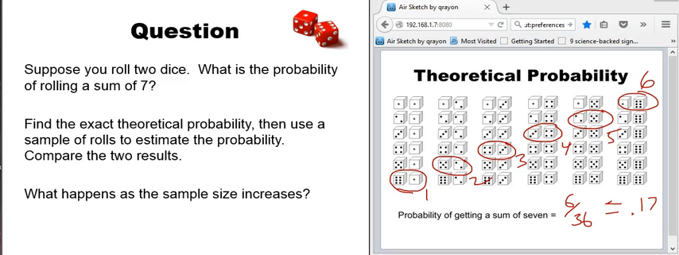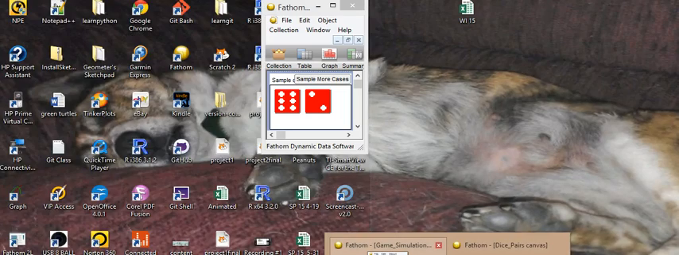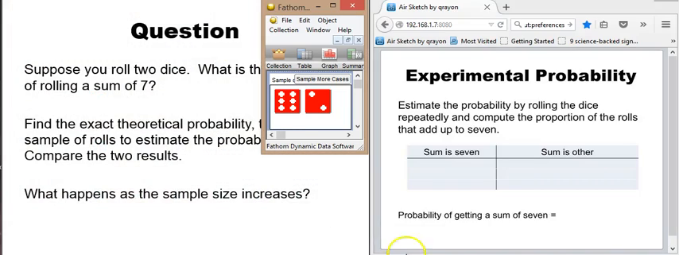Now, what if we want to find this probability by estimating? To do that, we'll need a pair of dice. So let's bring up a pair of dice. There we go. Let me go ahead and roll. And I end up with 7 right off. So I'll put a little mark here for 7. So right now my probability is 100%. Right now my probability is 1 out of 1.